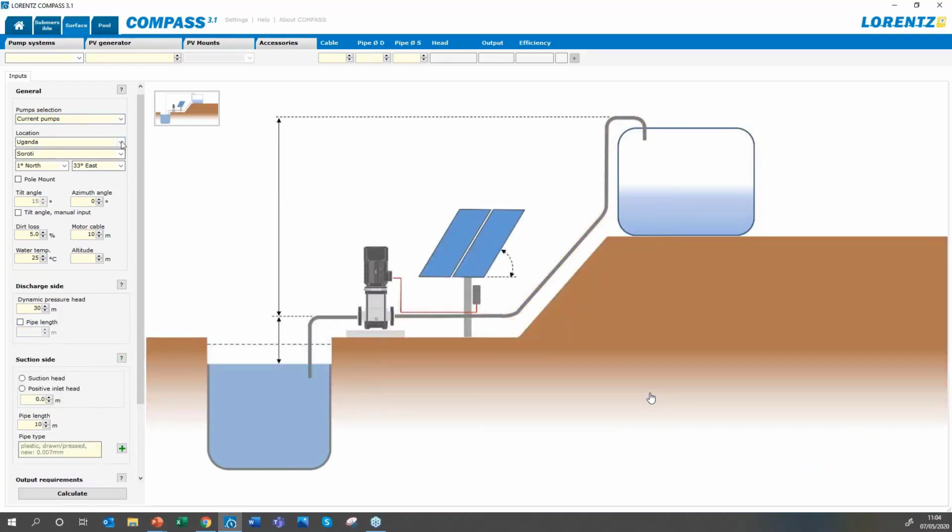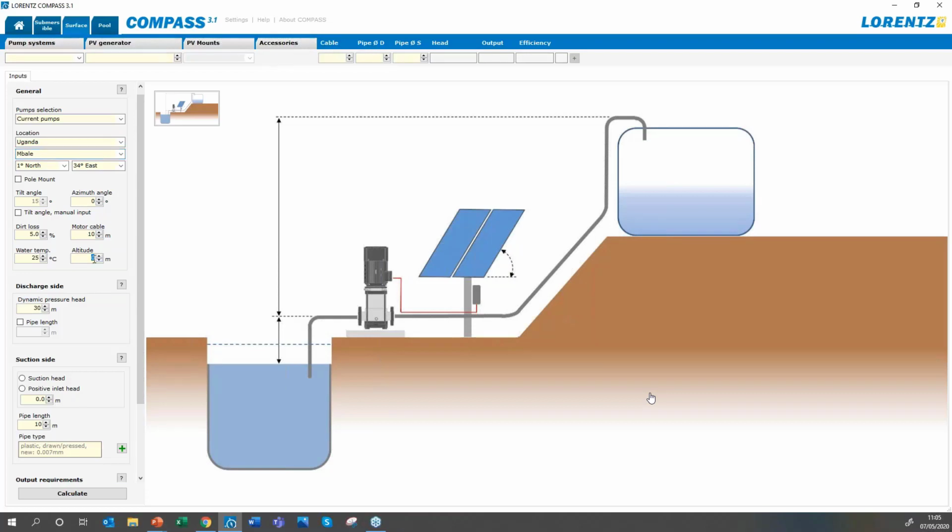So we choose a location. Let's pick somewhere randomly in Uganda. And we are getting a slightly different diagram here, of course. A surface pump has a suction side and a discharge or pressure side. As a submersible pump is submerged, you don't typically talk about suction side, you only talk about the discharge or pressure side. So let's look at the information we're going to need.